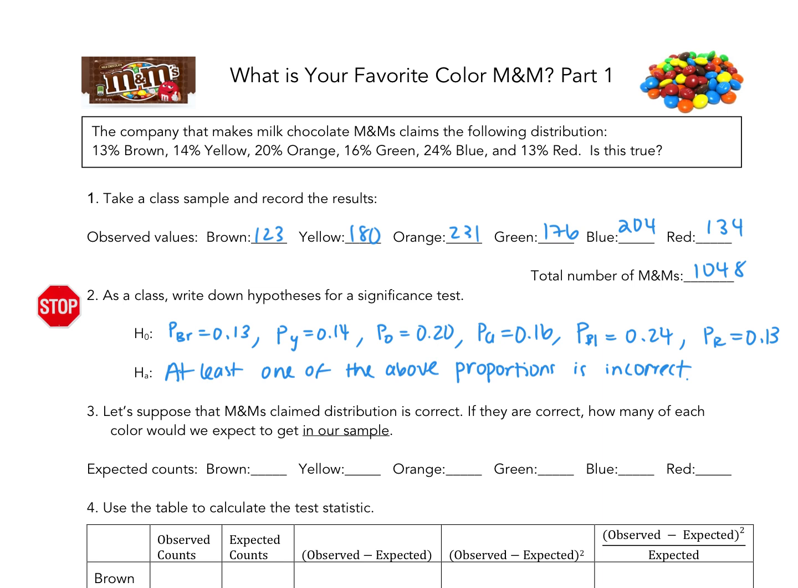Okay, so what we're going to have to do to find a test statistic is we need to be able to measure how different are the numbers we got from what we would have expected. So how different are the numbers from what we would have expected? Knowing that we have 1,048 M&Ms, do you have an idea of how to calculate how many brown we would have expected or how many yellow we would have expected? What's your idea?